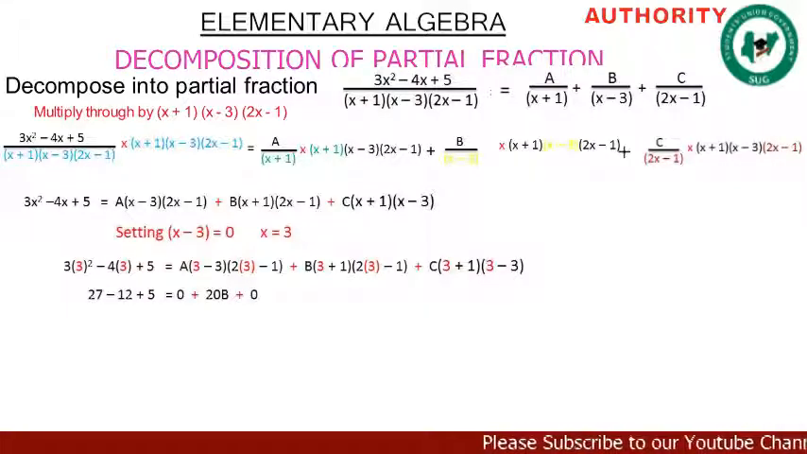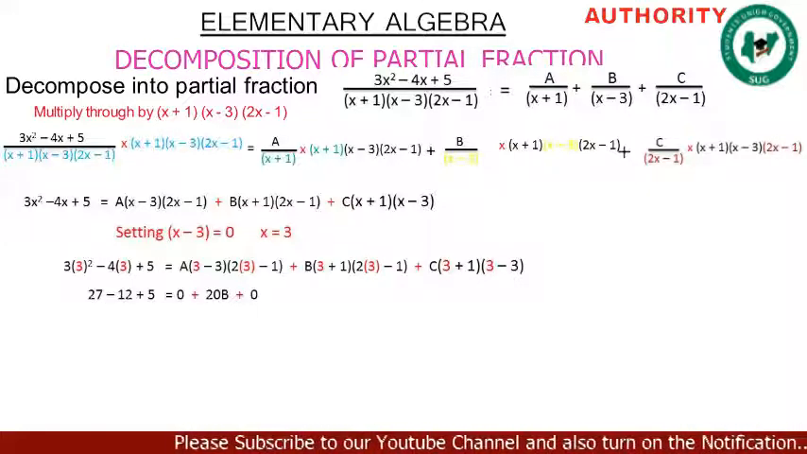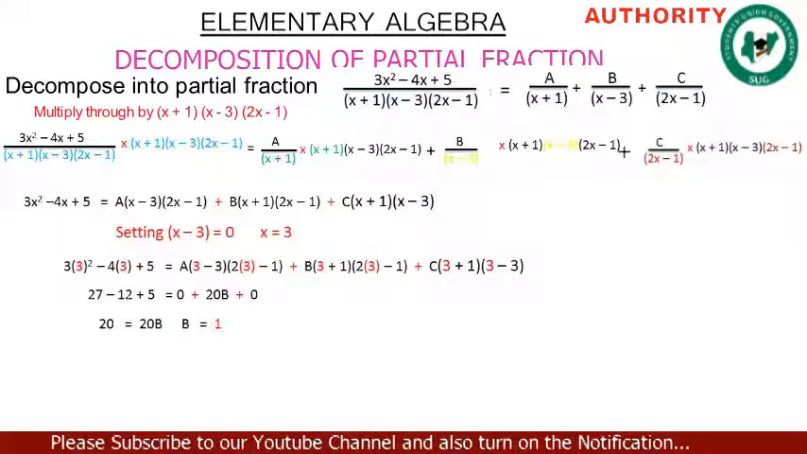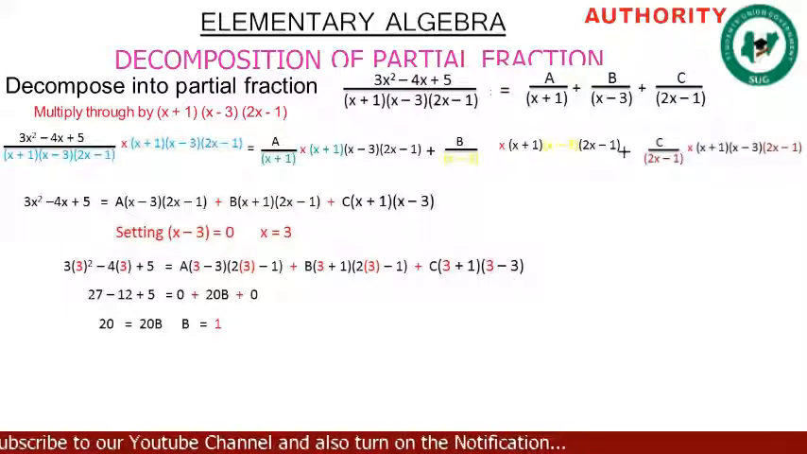So we're going to have 27 minus 12 plus 5 is equal to 20. On the B side, we're going to have 20b. So 27 minus 12 plus 5 is equal to 20b. We're looking for b, so divide both sides by 20. So 20b divided by 20 is equal to 20 divided by 20. b is equal to 1.